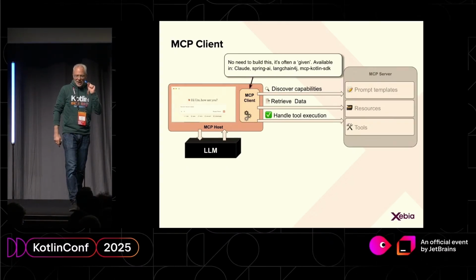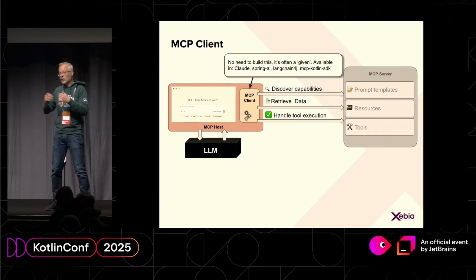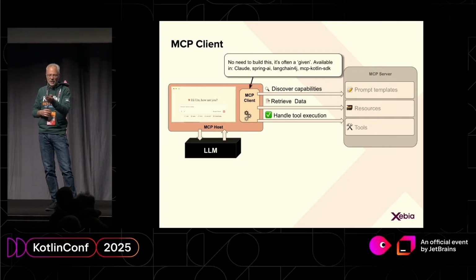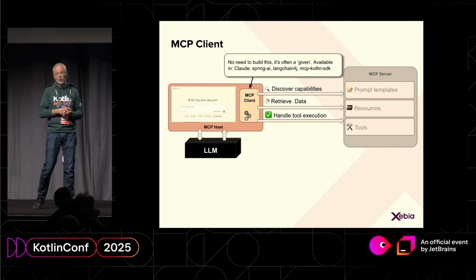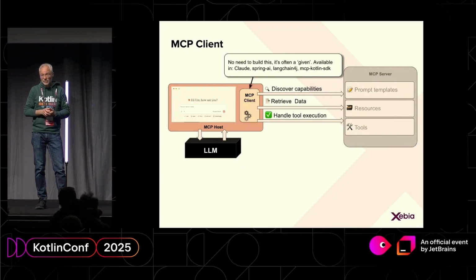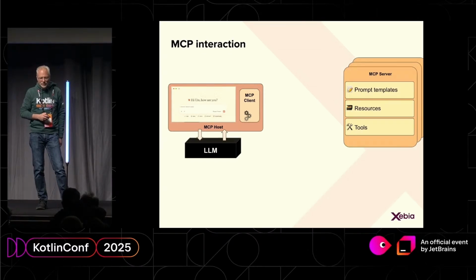By the way, the MCP client is often a given. That's something you wouldn't write yourself. Java has a nice one, Kotlin has a nice one. Spring AI and LangChain use the Java implementation, but Kotlin has this MCP Kotlin SDK, where you also have a Kotlin-based MCP client, but also a server framework.